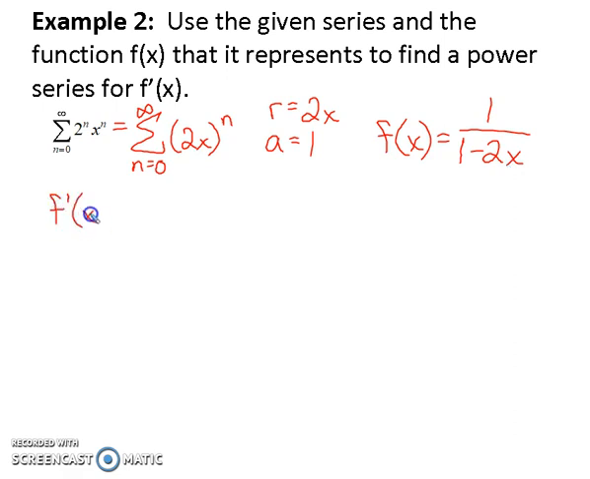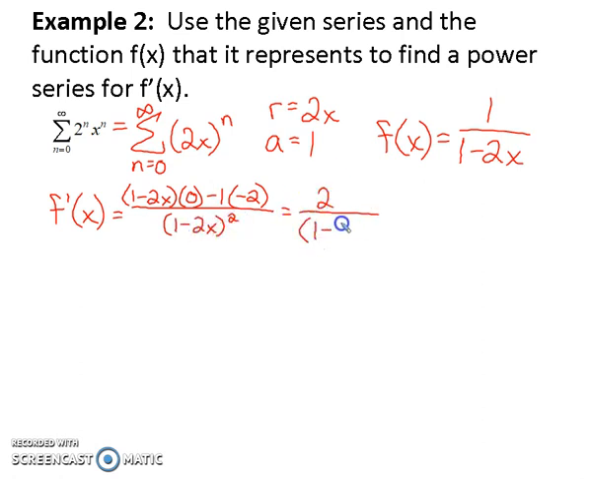So obviously finding the derivative of that, we would just use the quotient rule with 1 over 1 minus 2x. And so we would end up with 1 minus 2x times 0 minus 1 times negative 2 all over 1 minus 2x quantity squared, or 2 over 1 minus 2x quantity squared. So that is our derivative function.